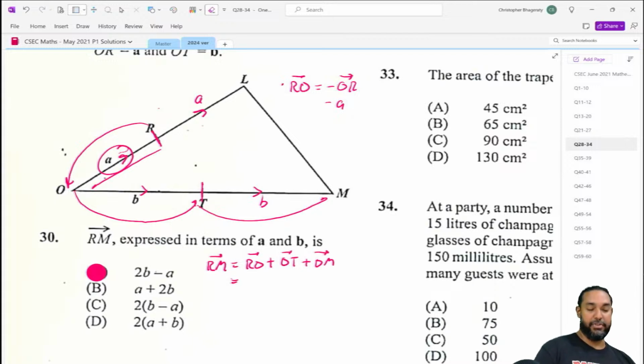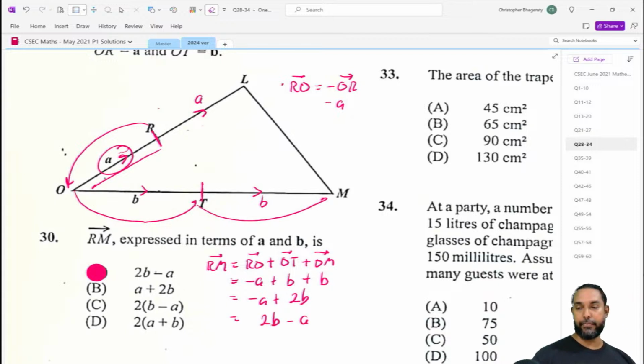Rho T, anyhow. So RO, we said, is minus A. OT is B, and OM is also B. B plus B is 2B. And you could just rearrange that by doing 2B minus A. So I hope that helps Dan.